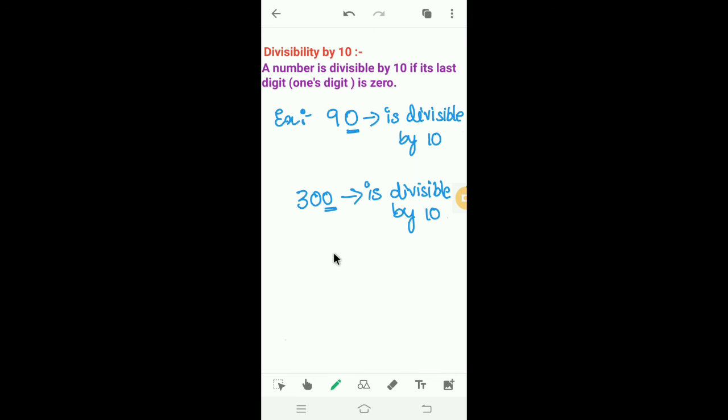I will take one more example. 34. Here we have to see the last digit. The last digit is 4. So 34 is not divisible by 10. Because what is the rule? A number is divisible by 10 if its last digit is 0.